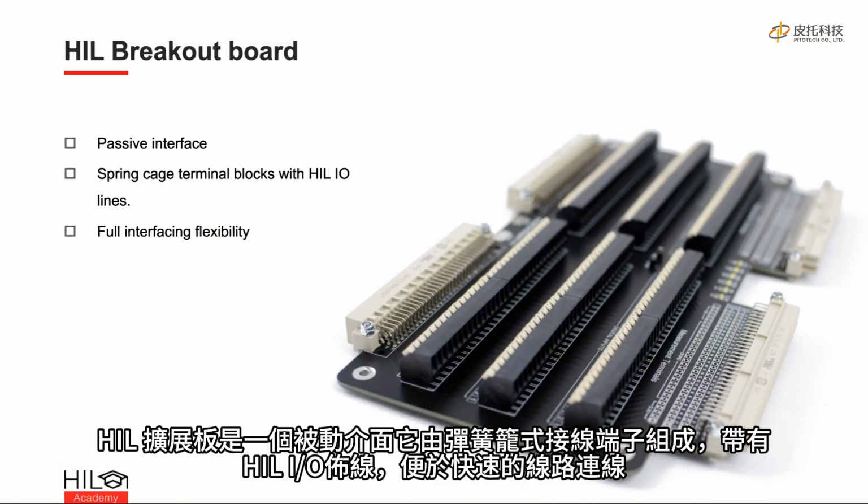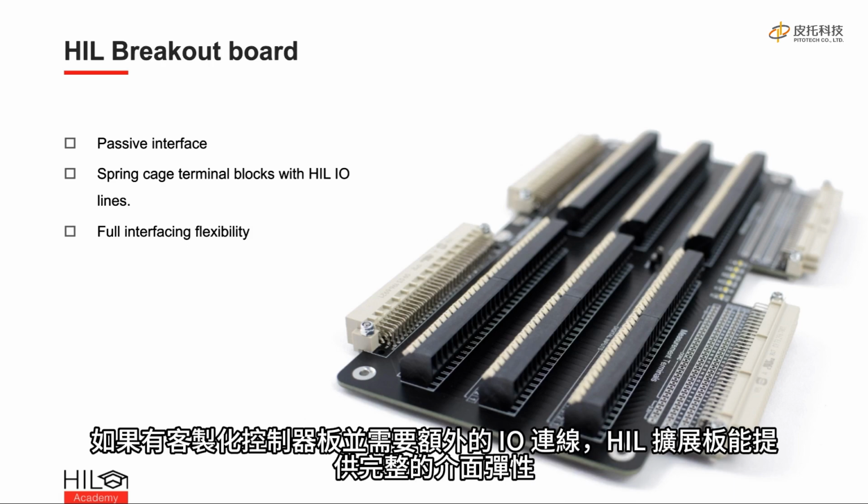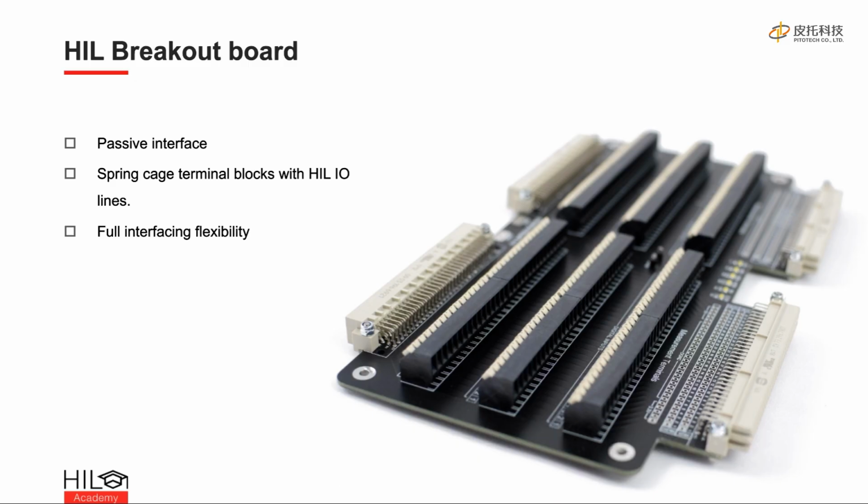The HIL breakout board is a passive interface. It consists of spring cage terminal blocks with HIL I/O lines routed for easy and quick wire connection. It gives you full interfacing flexibility if you have a custom controller board and require additional I/O connections.